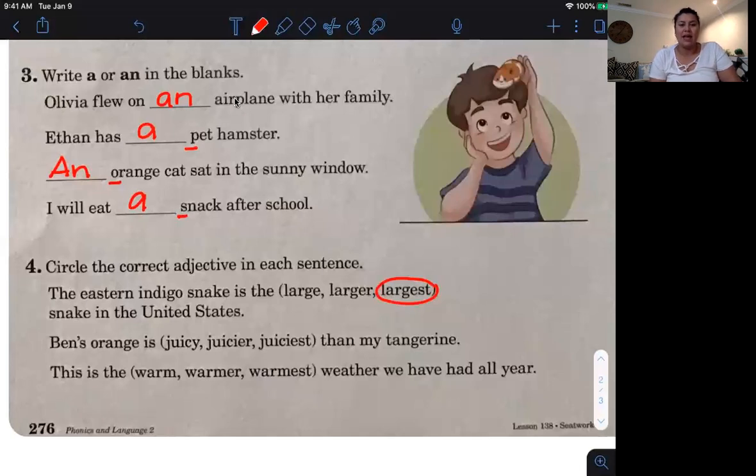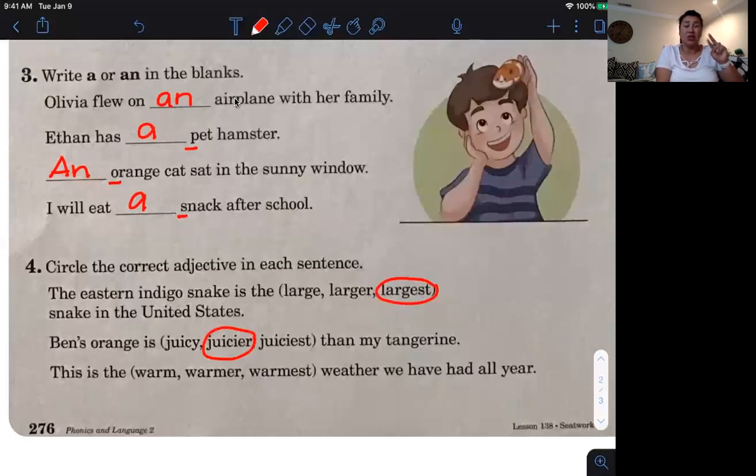All right, next. Ben's orange is juicy than my tangerine. Ben's orange is juicier than my tangerine, or Ben's orange is juiciest than my tangerine. Well, we're talking about Ben's orange and my tangerine, so we're only comparing two things. So it's bigger, ER. Ben's orange is juicier.